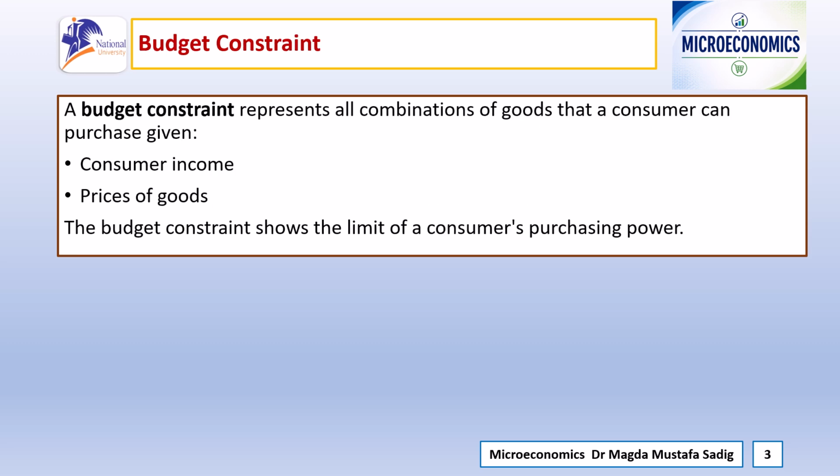What do we mean by budget constraint? A budget constraint represents all combinations of goods that a consumer can purchase with a given income and given prices. It depends on three factors. First, the consumer income. Second, the price of good X. Third, the price of good Y. So the budget constraint simply tells us the limit of a consumer's purchasing power.